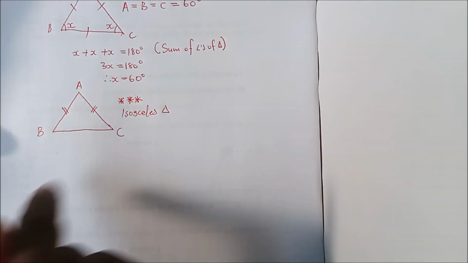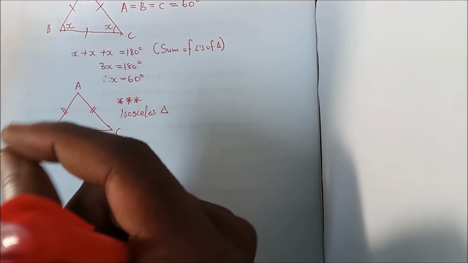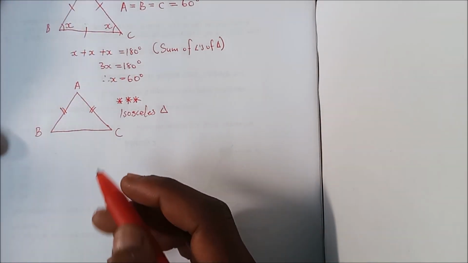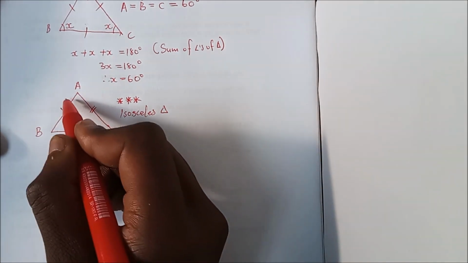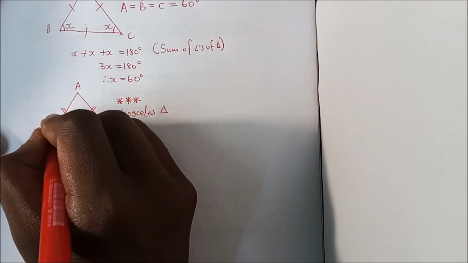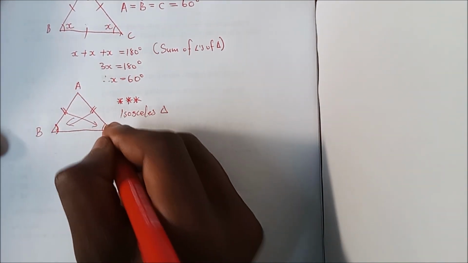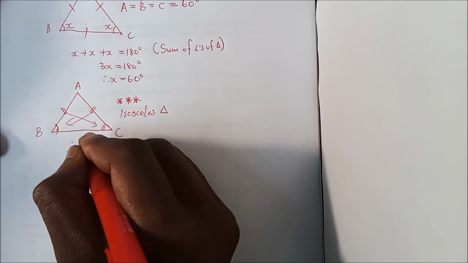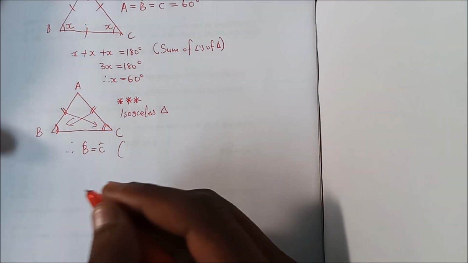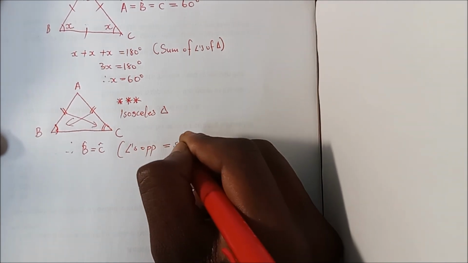You know everything about an isosceles triangle. Those sides which are equal, that basically means the angles which are opposite to those equal sides are equal. So if you look at AC, which angle is opposite to AC? That's B. And then which angle is opposite to AB? That's C. So therefore, we can say angle B equals angle C. And then what will be the reason? The reason will be angles opposite equal sides.